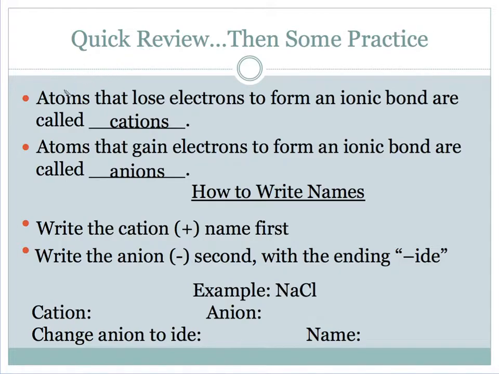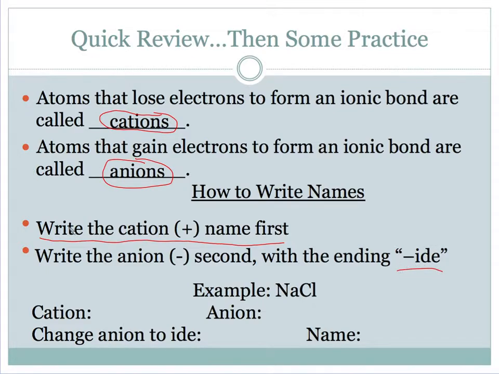To start, let's review really quick. Atoms that lose electrons to form ionic bonds are called cations. When they lose electrons, they have a positive charge. When they gain electrons, they become anions and they have a negative charge. So when we write our name, it's really important to know the difference between these two, because you must write the cation first. When you write the name, you always write the cation first, written just as the element name. When you write the anion afterwards, you're going to change the ending to IDE.